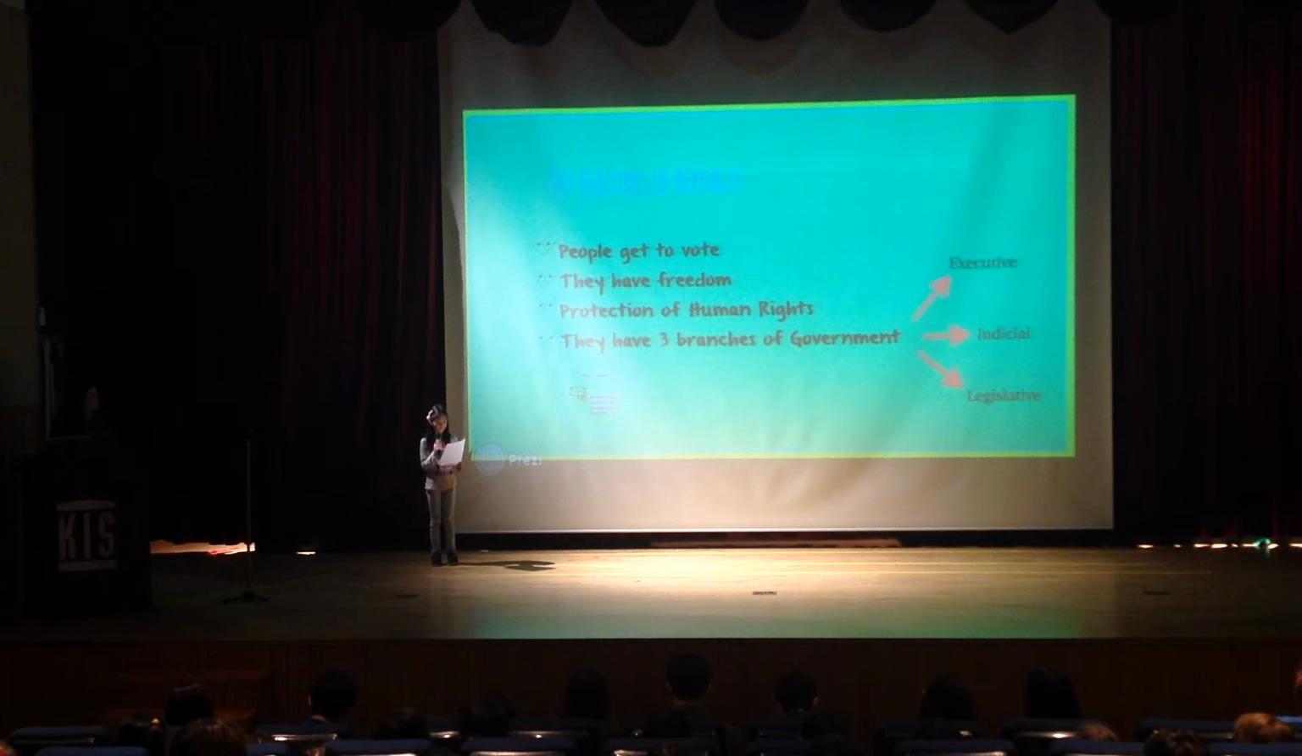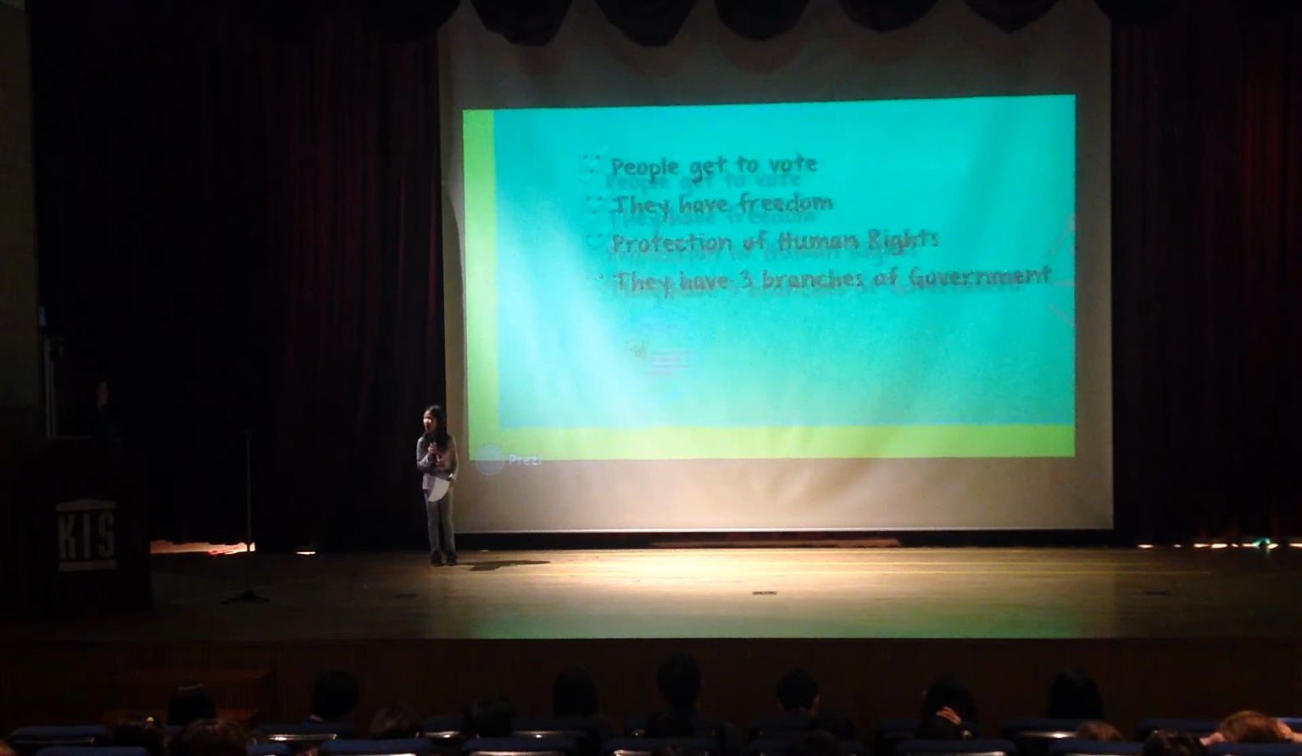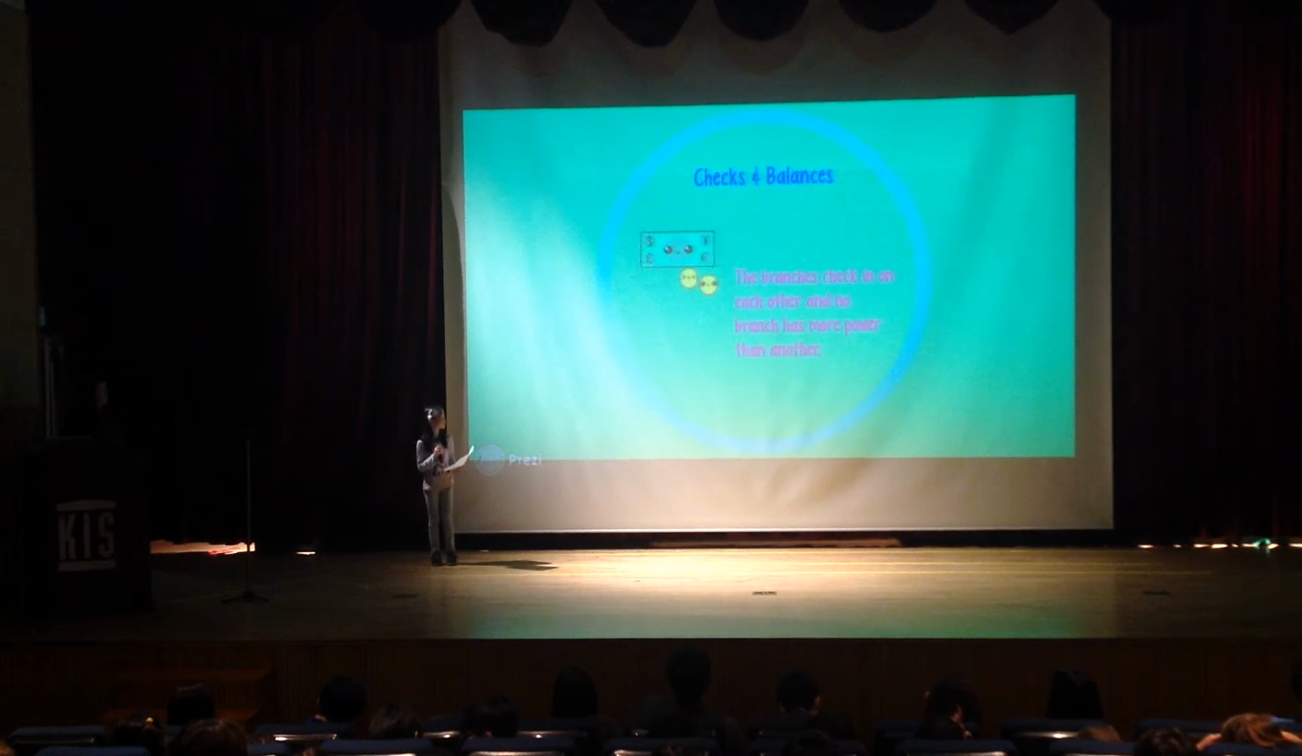And the fourth feature is that they have three branches of government, the executive, judicial, and legislative. Checks and balances. Checks and balances mean that branches check in on each other and no branch has more power than another.